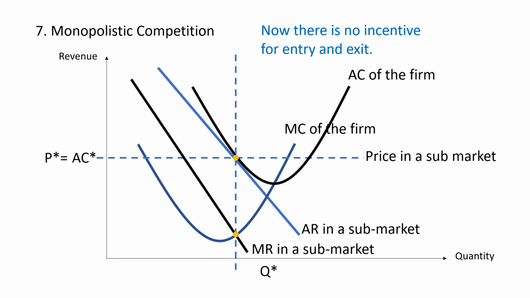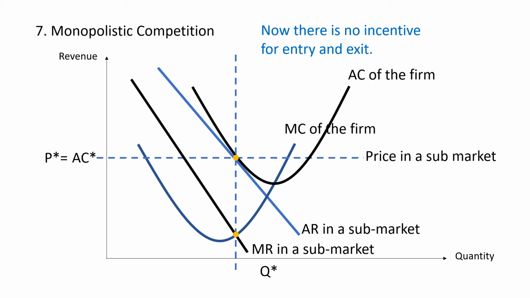Whenever they gain the excess profit, what would happen to them? Other firms will imitate their products again and again, and the size of the submarket would be shrunk, and the price would be driven down again. So they could gain just only the normal profit in the long run.